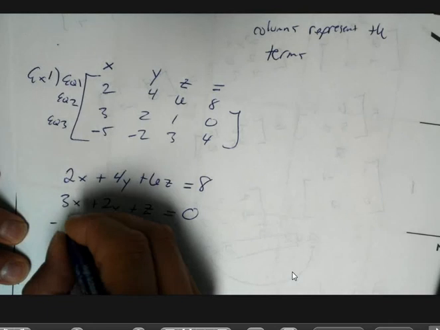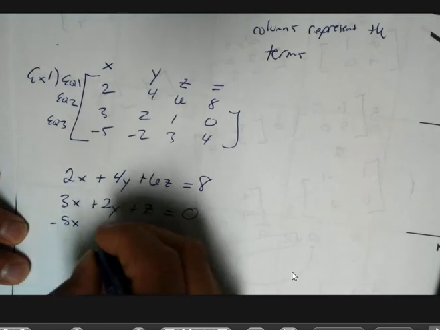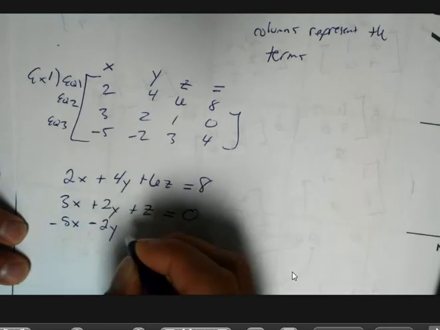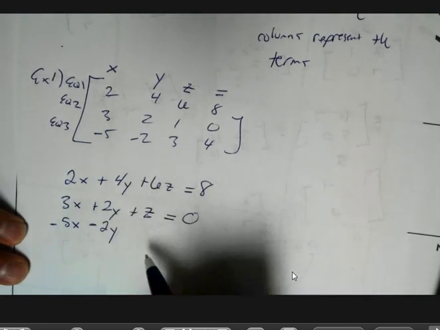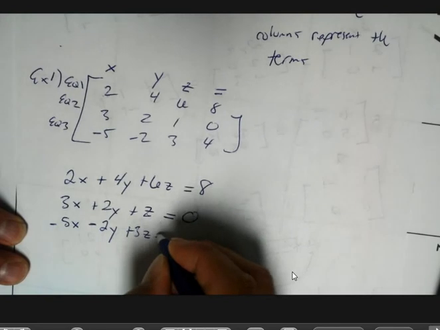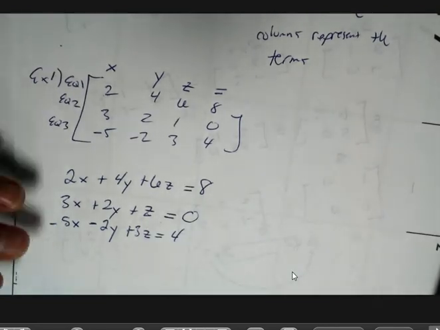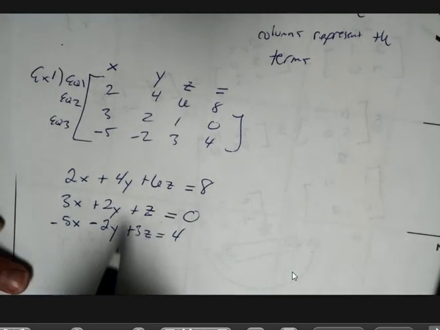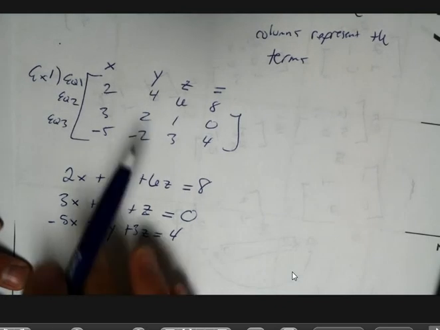Systems are all about equations. And we got -5x, because there's a negative there, minus 2y. You do not have to put plus and -2y. You can write it as minus 2y. Plus 3z equals 4. And really simply, there you go. That is how you write a system from a matrix.